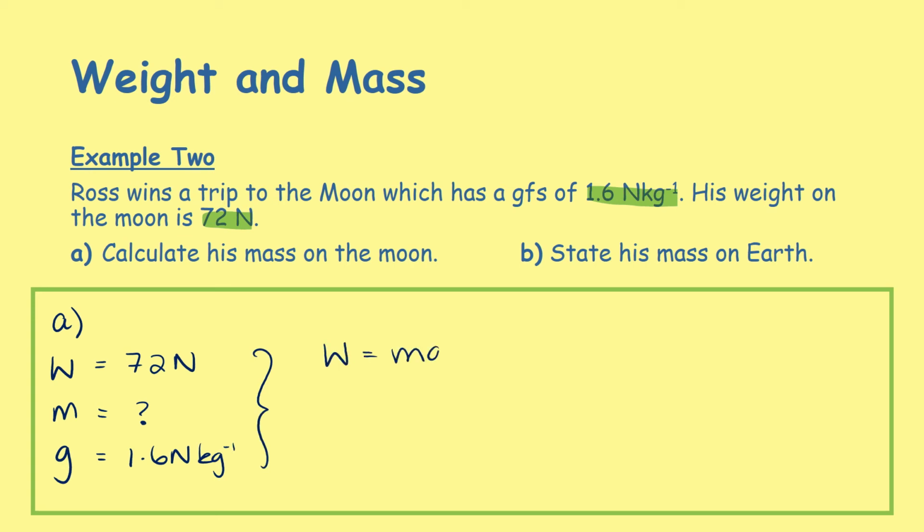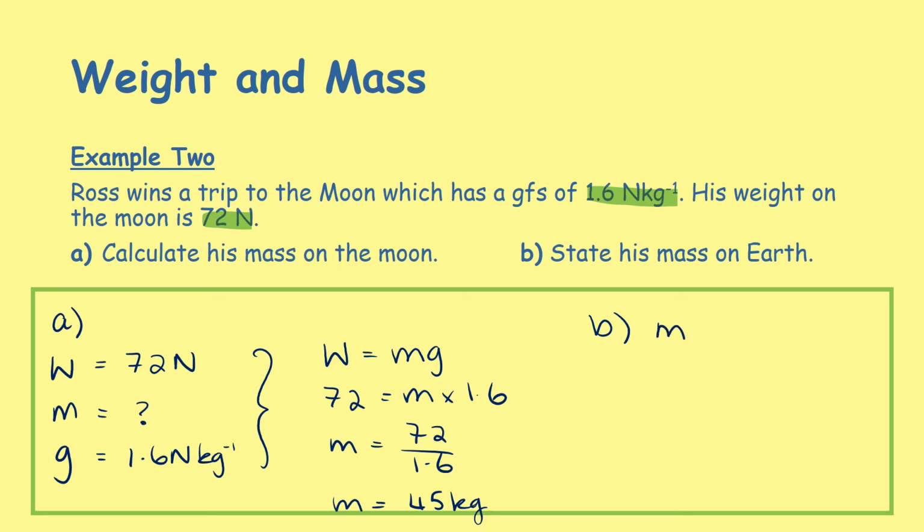W equals mg, so 72 is equal to m times 1.6. M equals 72 divided by 1.6, which is equal to 45 kilograms. And part B is state Ross's mass on Earth, and we know that mass stays the same no matter what planet you're on, so again his mass is going to be 45 kilograms.